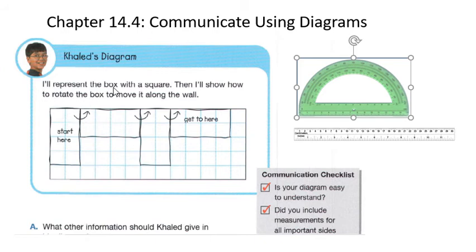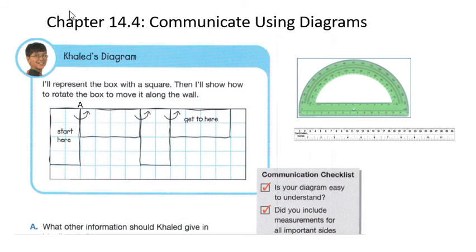I'll represent the box with a square. Then I'll show how to rotate the box to move it along the wall. And here's his diagram. There is nothing wrong with his diagram. His diagram is accurate. Our goal, though, will be to improve his explanation using measurements such as degree, center of rotation, and direction, like we have done in a previous section.